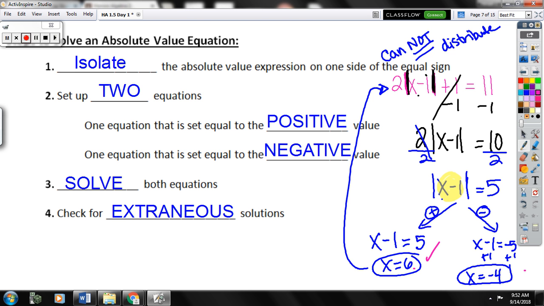Take your next one. Negative 4. Negative 4 minus 1 is negative 5. The absolute value of negative 5 is positive 5. 2 times 5 is 10, plus 1 is 11. This one works too. So you can have two answers. I would say about 80% of the time you're going to have two answers. But there is that 20% where you may have an extra one, and you literally will cross it off. It's not a solution.